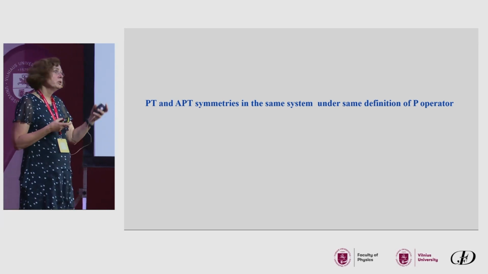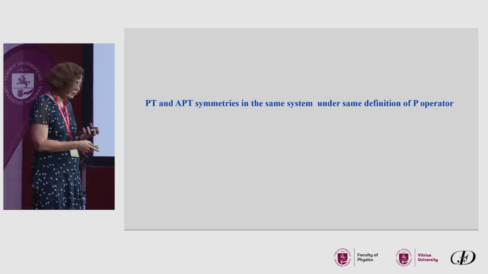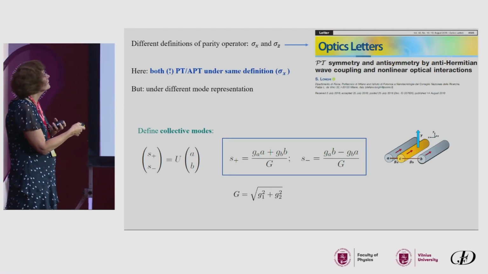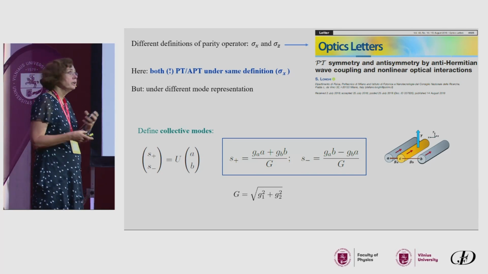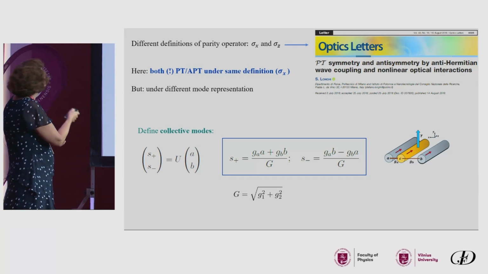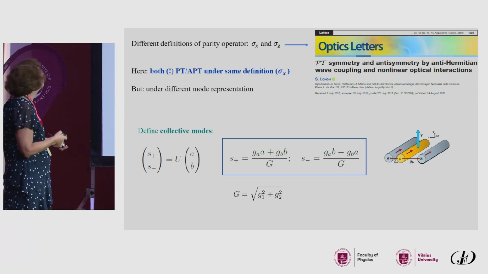And normally, if people want to show that you can have symmetries coexisting, they need to redefine the parity operator. In our system, and this was, for example, done in this paper where they changed the definition of parity operators and went from PT to anti-PT. In our case, we can have both PT and anti-PT symmetry under different mode representation.